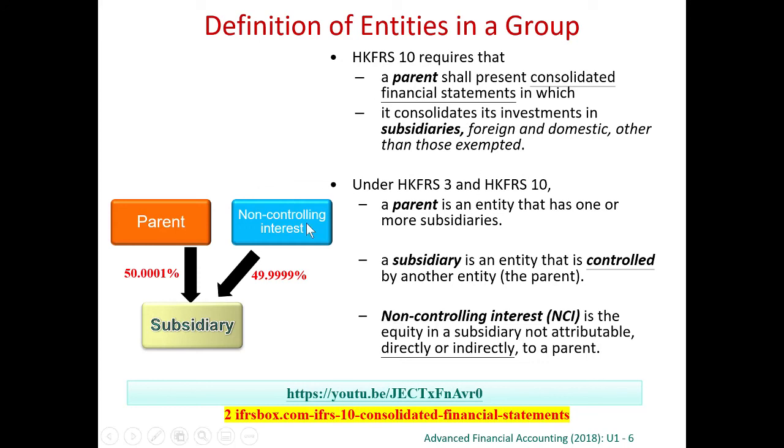So this group of shareholders who cannot control, we group them together. We call them non-controlling interests. Okay, so there's only two parties. Parent, which is the controlling interest, and the other shareholders, they are non-controlling interests. So non-controlling interest is the equity in a subsidiary not attributable to the parent. If you are not the parent, then you are grouped under non-controlling interests.